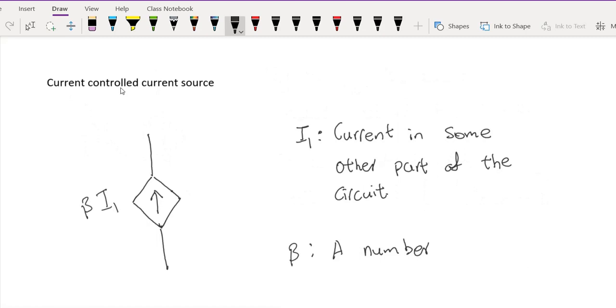Finally, let's look at the current controlled current source. There's an arrow, it's a current source. Diamond, it's a controlled or dependent source. The value depends on current in some other part of the circuit, and beta is just a number.